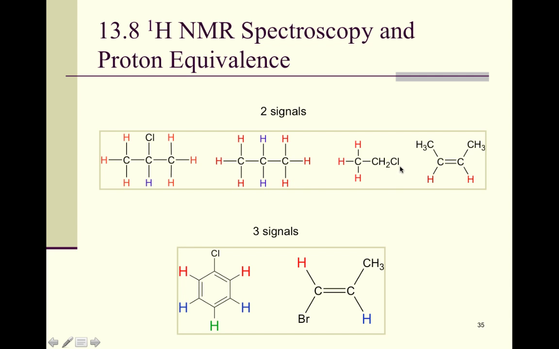Here we have chloro on an ethane. These 2 hydrogens right next to the chloro would have a different signal than these 3 hydrogens on the terminal carbon. In fact, we would expect the 2 that are connected to the carbon that also has the Cl on it to be pulled further downfield than these other ones. This molecule only has 2 signals.